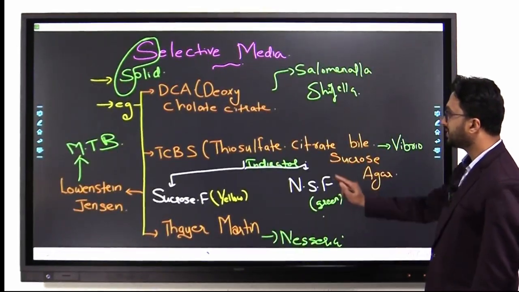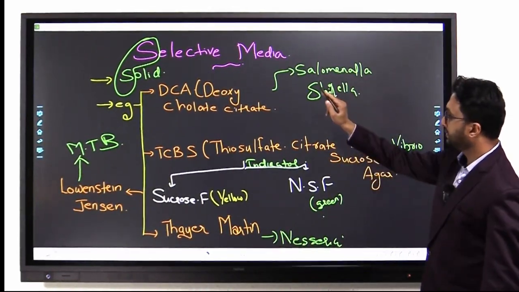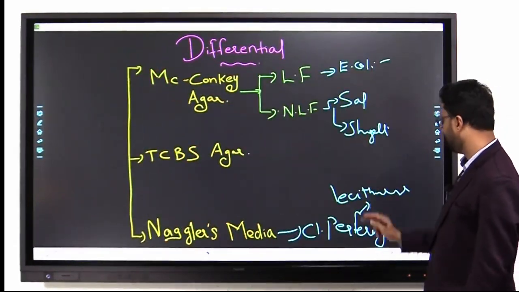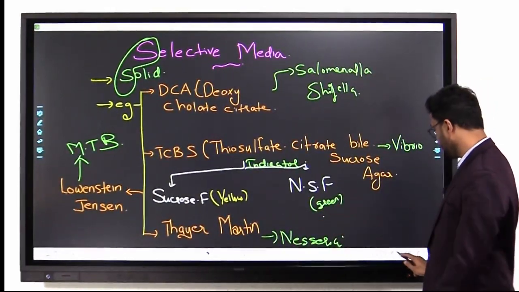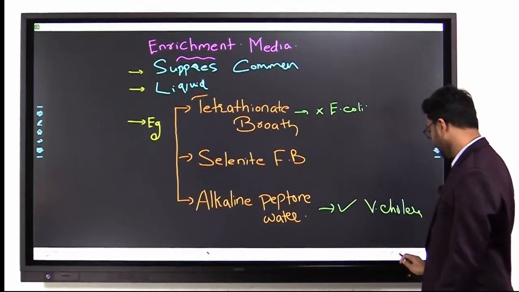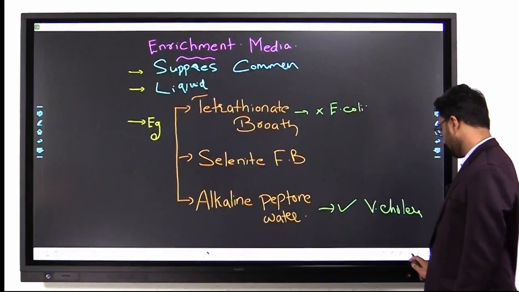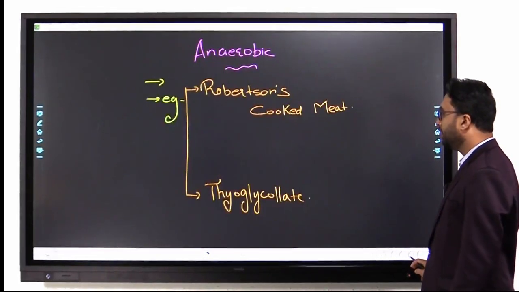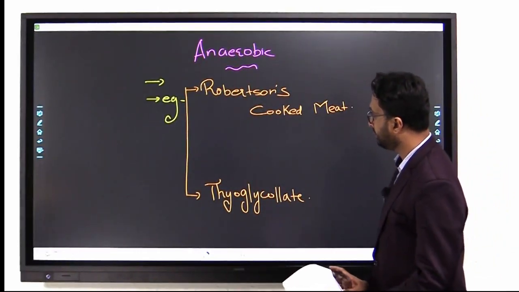TCBS media, which is thiosulfate. It's there both as a selective media as well as a differential media. So TCBS, Thayer Martin, no confusion. Tetrathionate broth, it's a different story. And nowhere else, no? That's it. So just revert back. When you have some confusion, solve that confusion then and there, otherwise that confusion will remain.